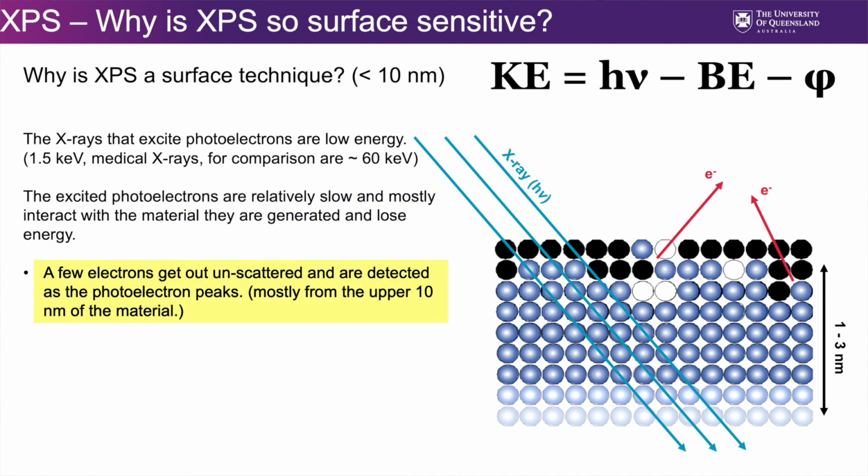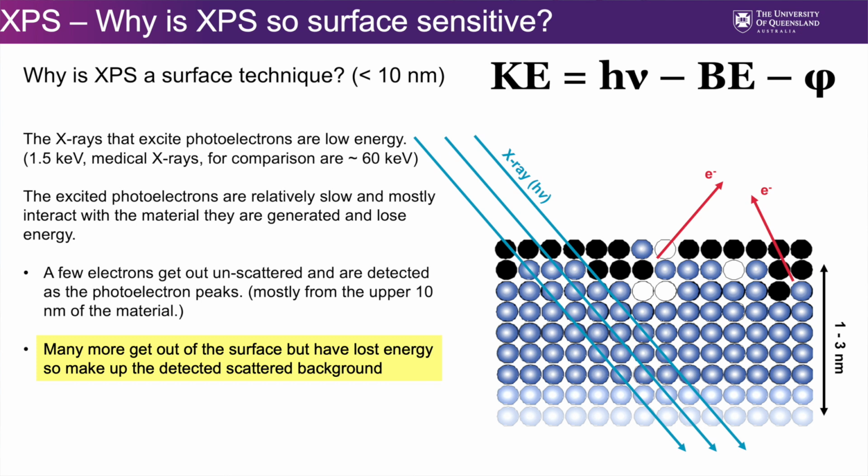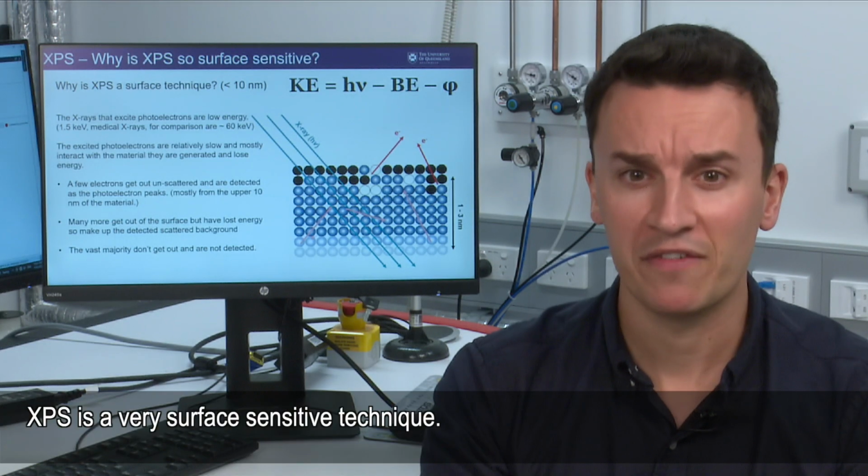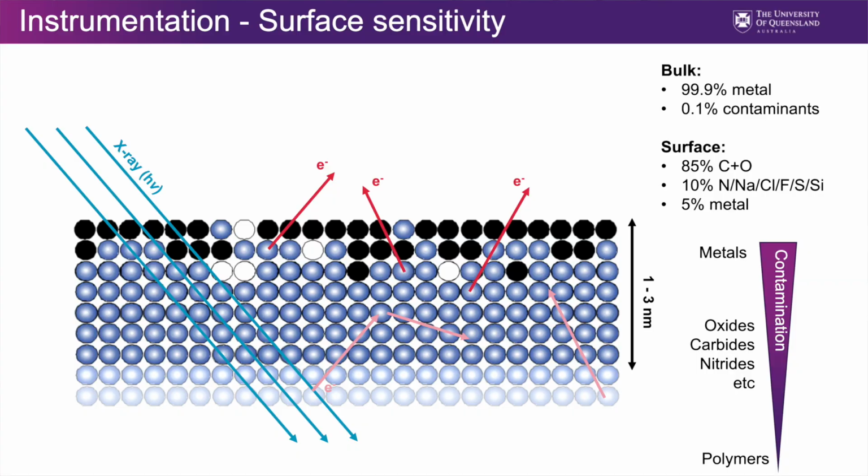If we have electrons that are generated deep down in the sample, these will just hit the matter above them, and we will lose them. So we can only actually see the signal from the top 1 or 2 atomic layers. The vast majority of photoelectrons don't get out, and therefore, because we're looking at the layers at the top, we're limited to the top 5 to 10 nanometers. And so XPS is a very surface sensitive technique. This is something that we need to bear in mind.